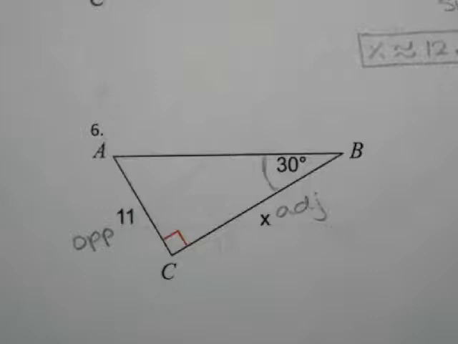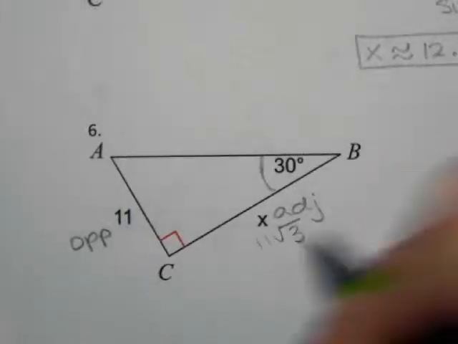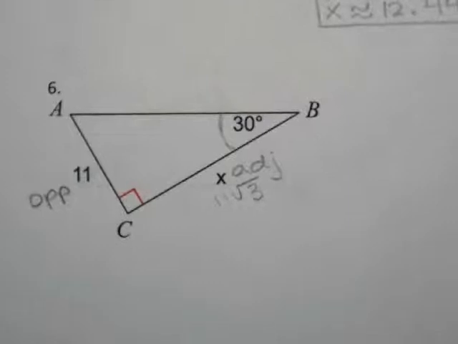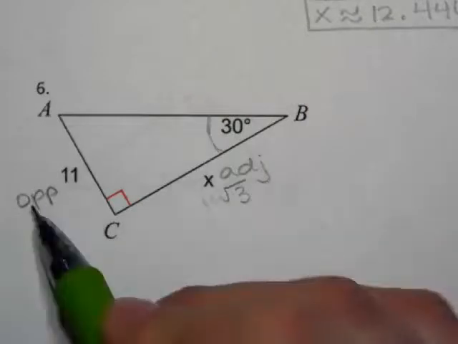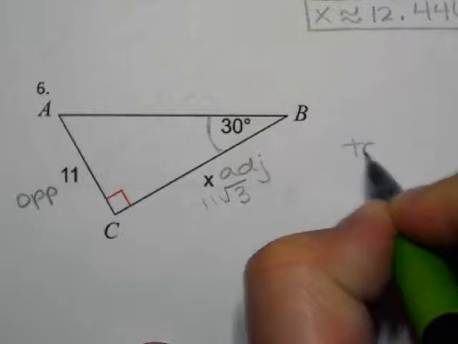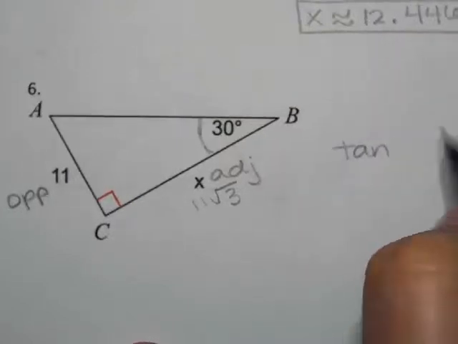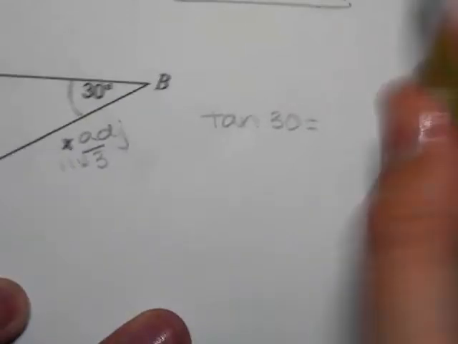So now let's go ahead and use the trig to confirm that. It's a 30, 60, 90 triangle, so we know it's 11 root 3, but let's use trig anyway. This is opposite and adjacent, so what trig ratio is it? Tan. So tan 30 equals 11 over x, opposite over adjacent. And then what do we do? Times x.